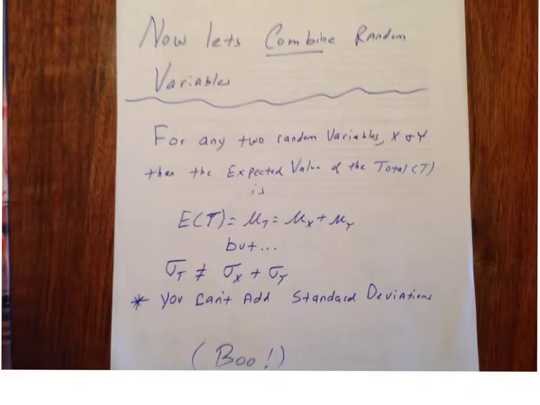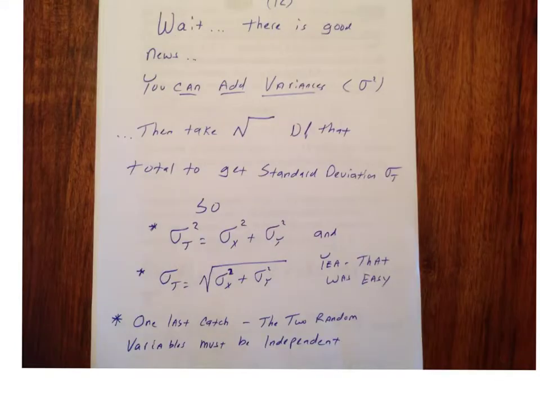Now let's combine random variables. For any two random variables x and y, the expected value, t, which is total, is simply equal to the mean of x plus the mean of y. But unfortunately, you can't add standard deviations. The good news is we can actually add variances. You've been asking how variance is important all year. Well, here you go. You can't add standard deviations, but you can add variances. So the new standard deviation is simply the square root of the two variances added together. That's not too bad. One last catch. The two random variables must be independent for this to happen.